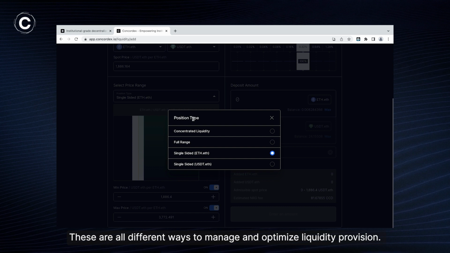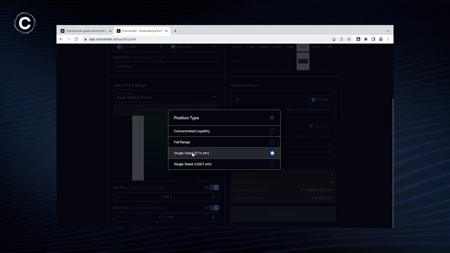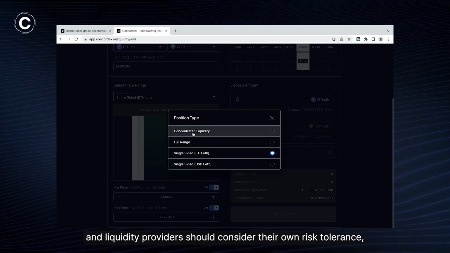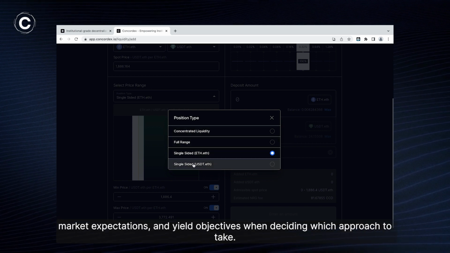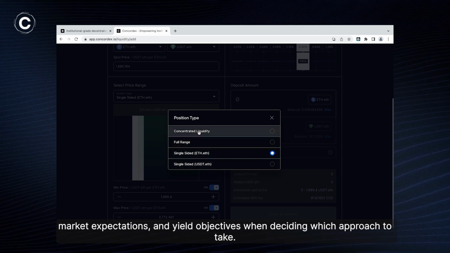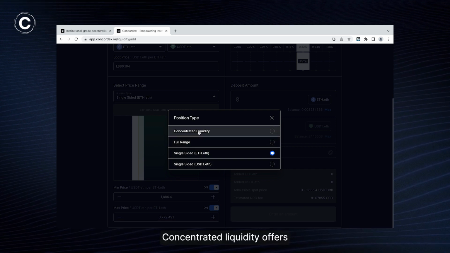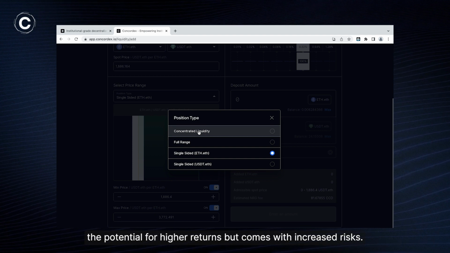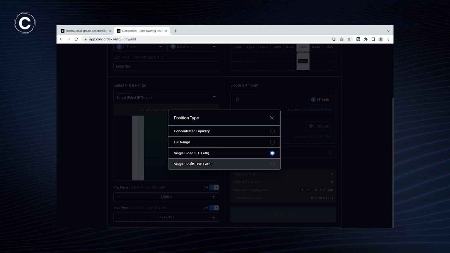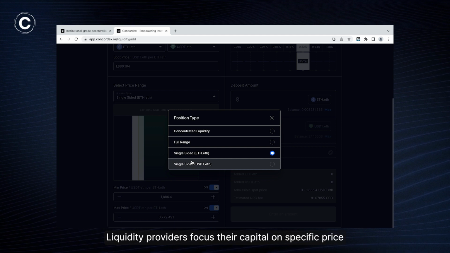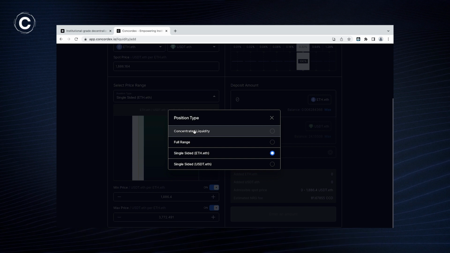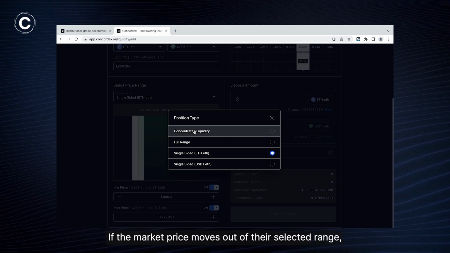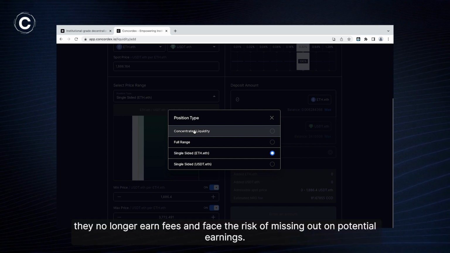These are all different ways to manage and optimize liquidity provision. They each come with their own set of trade-offs, and liquidity providers should consider their own risk tolerance, market expectations, and yield objectives when deciding which approach to take. Concentrated liquidity offers the potential for higher returns, but comes with increased risks. Liquidity providers focus their capital on specific price ranges, allowing them to earn more fees from increased trade volume. If the market price moves out of their selected range, they no longer earn fees and face the risk of missing out on potential earnings.